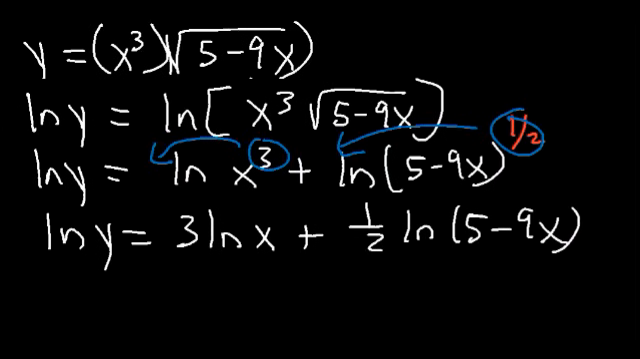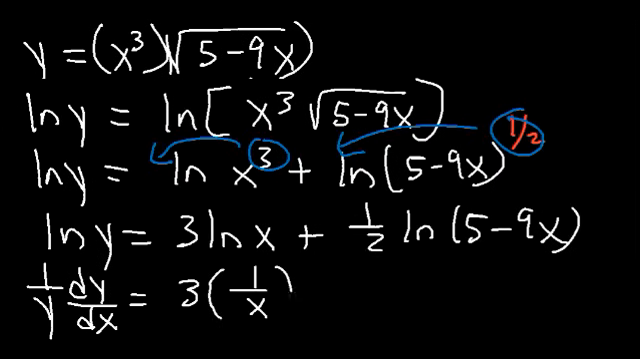So now let's find the derivative. For the left side, we know it's 1 over y times dy/dx. The derivative of ln x is 1 over x. And for ln of 5 minus 9x, it's going to be the derivative of 5 minus 9x, which is negative 9 on top, divided by the original.